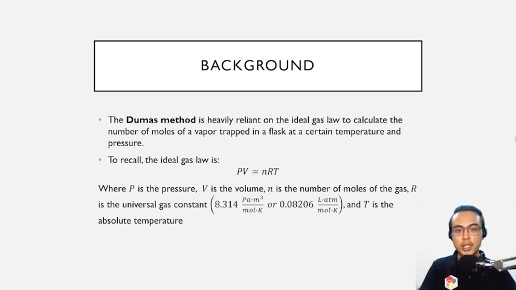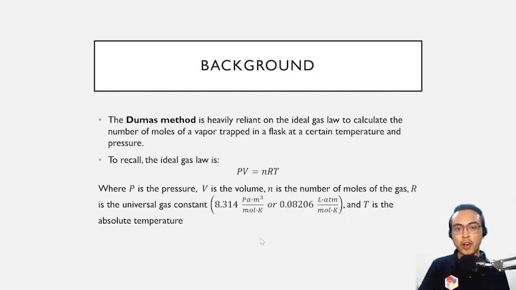The Dumas method is heavily reliant on the ideal gas law to calculate the number of moles of a vapor trapped in a flask at a certain temperature and pressure. To refresh you, the ideal gas law is this equation here that's defined as PV equals nRT, wherein P is the pressure, V is the volume, n is the number of moles of the gas, R is the universal gas constant. Now, we have several values for the universal gas constant, but here are the most commonly used depending on the units. We have 8.314 Pascal cubic meters per mole per Kelvin, or 0.0826 liter atmosphere per mole per Kelvin.